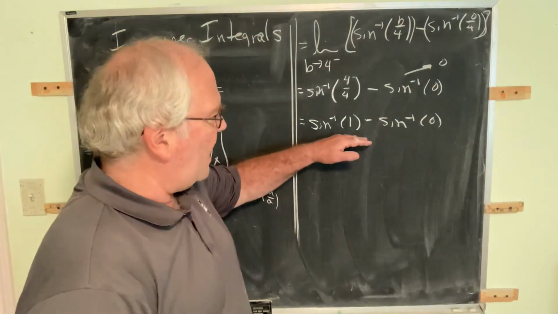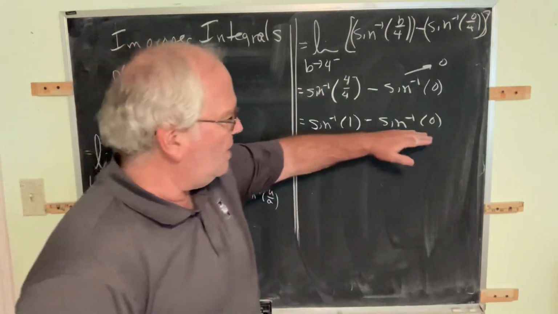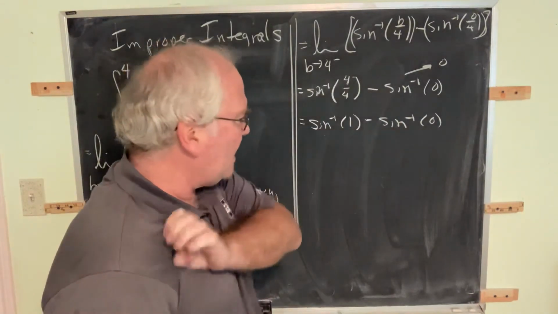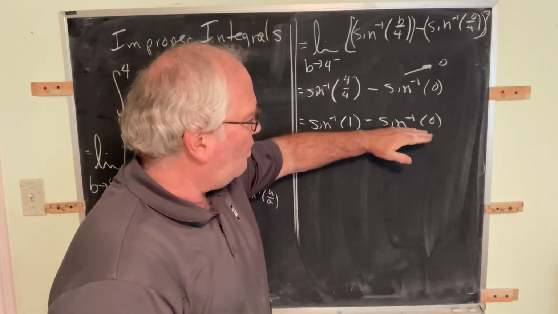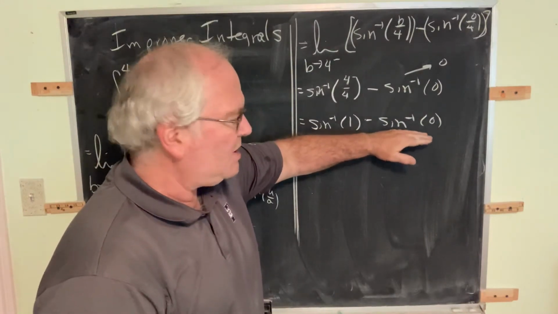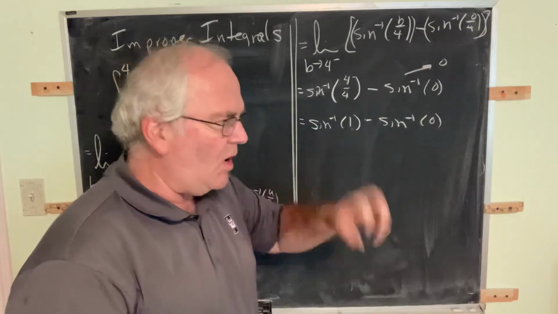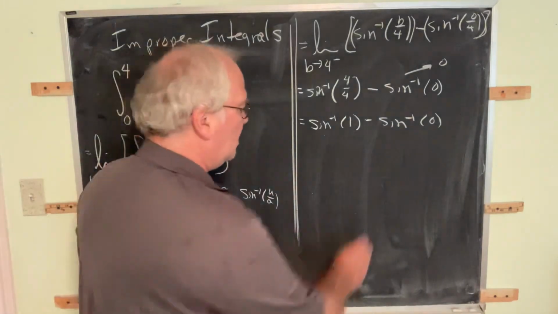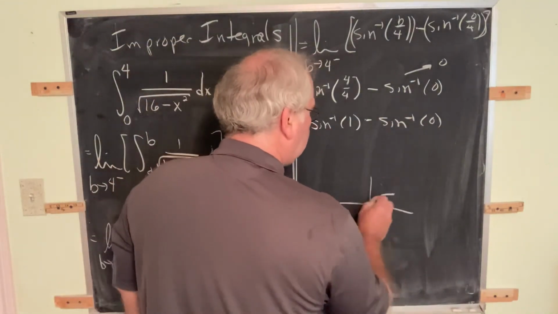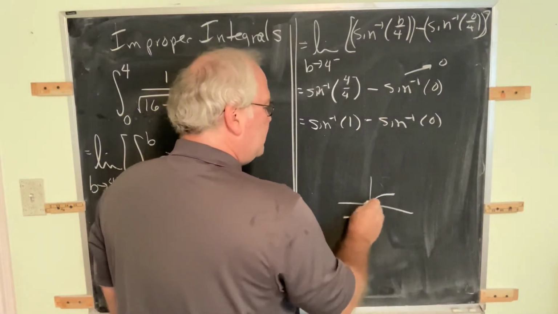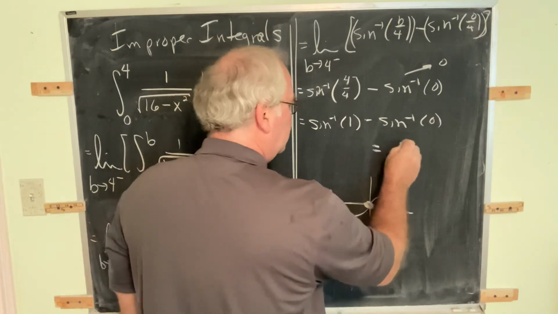When we're evaluating sine inverse, you could use a machine and get a decimal approximation, that's fine with me. But the exact value is what we want. What angle, if we take the sine of that angle, do we get 0? Well, sine of 0 is 0. So the sine inverse of 0 is 0.